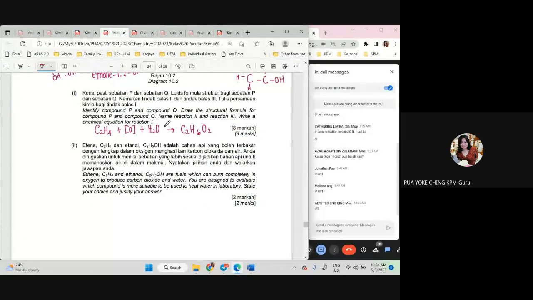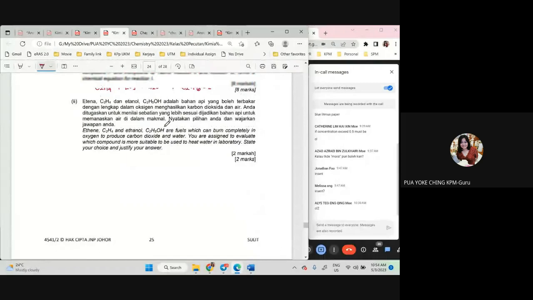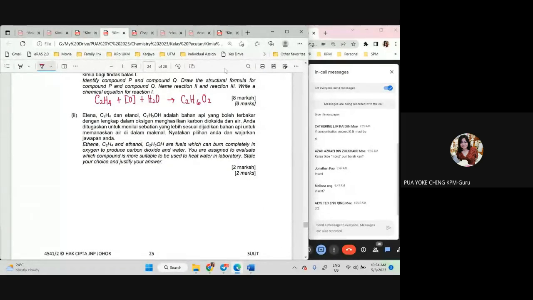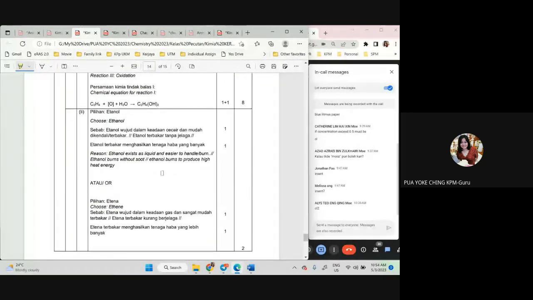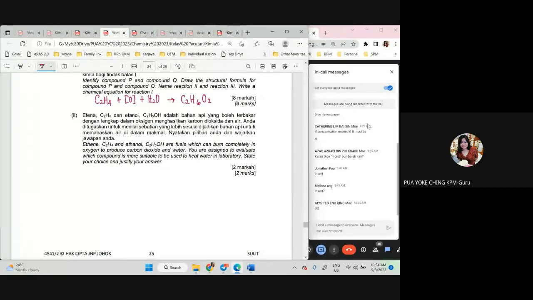Ethene and ethanol is a fuel which can burn completely. You are assigned which one suitable. State your choice and justify. Okay. Ini dia tak bagi apa-apa kan? So justification ini ada banyak you boleh buat. Okay. So let's say first one, ethene and ethanol is C2H4 dengan C2H5OH. You can calculate the percentage of carbon by mass.